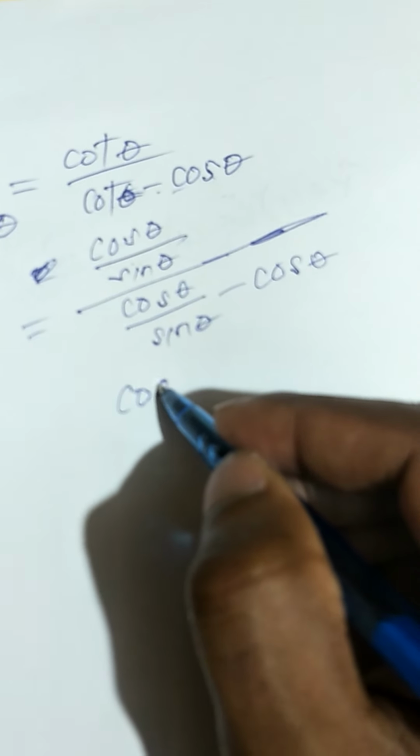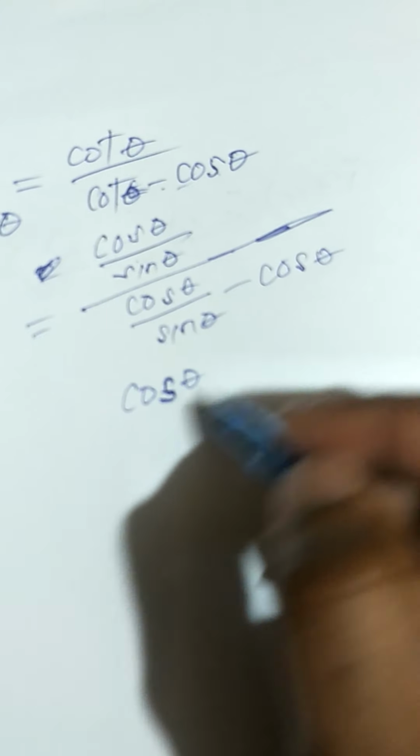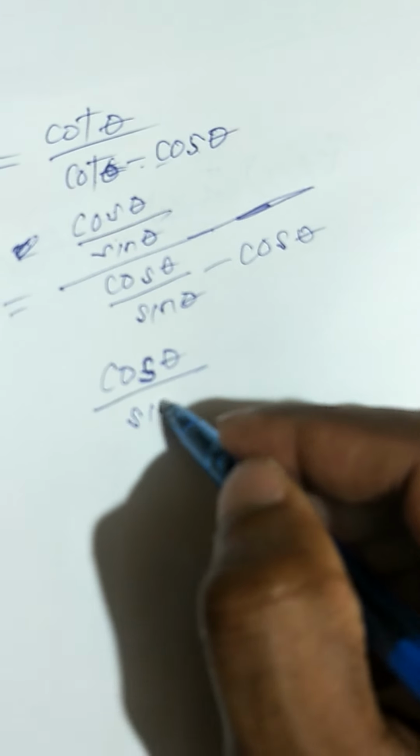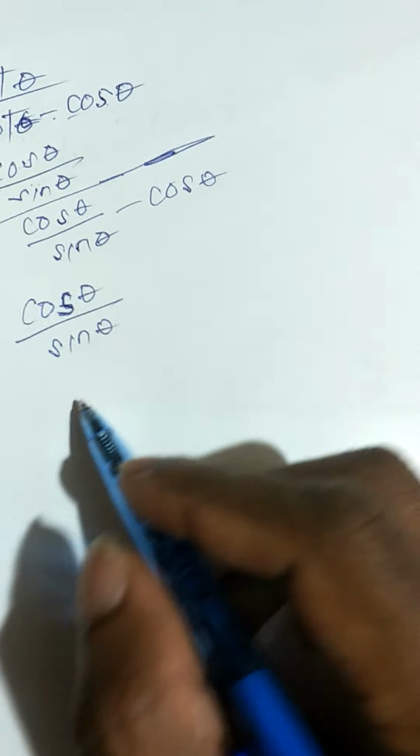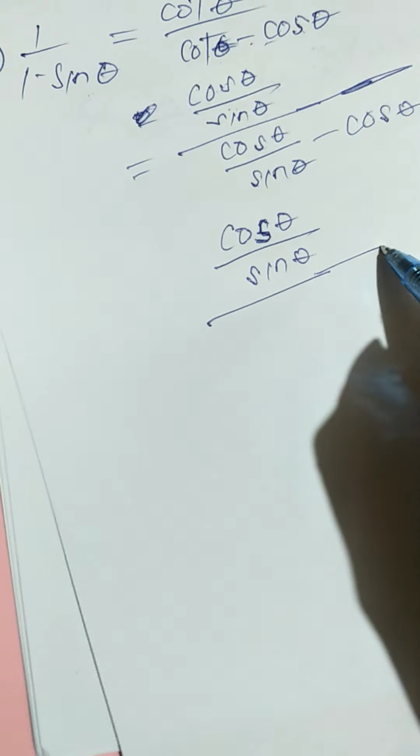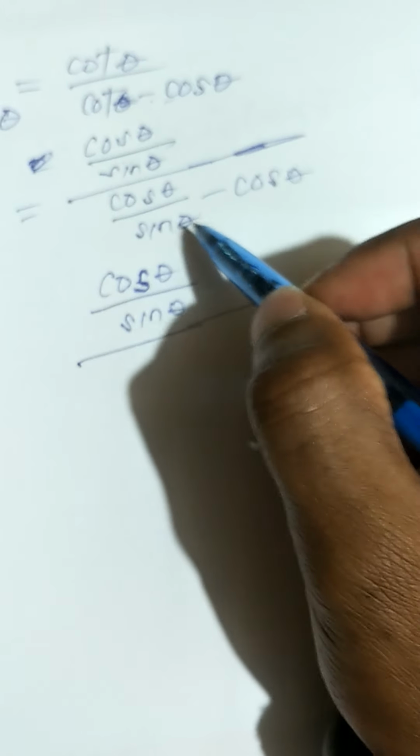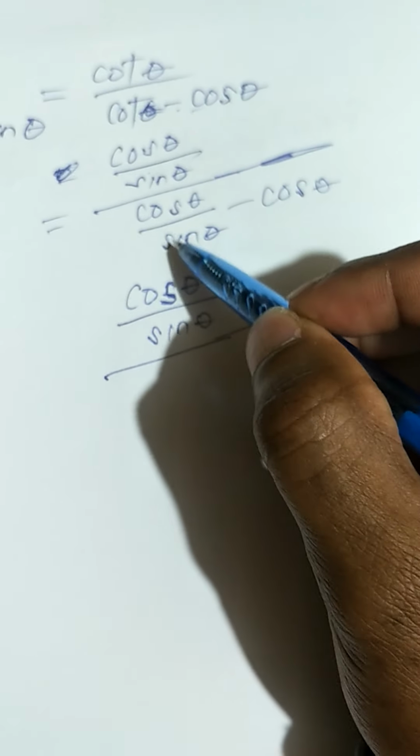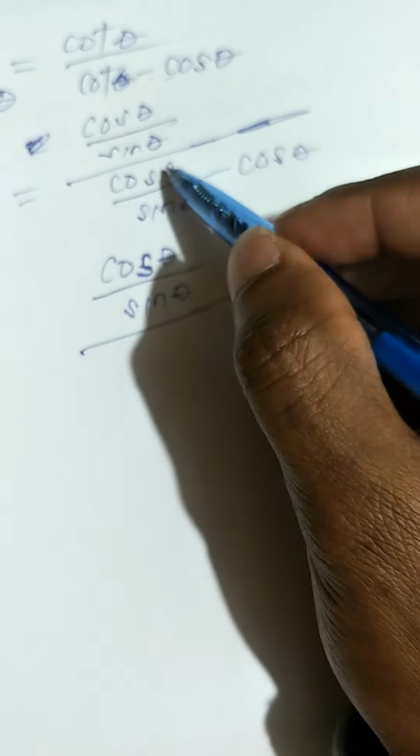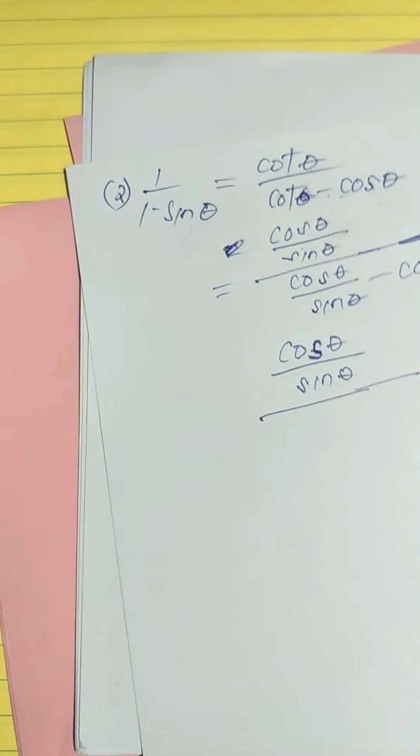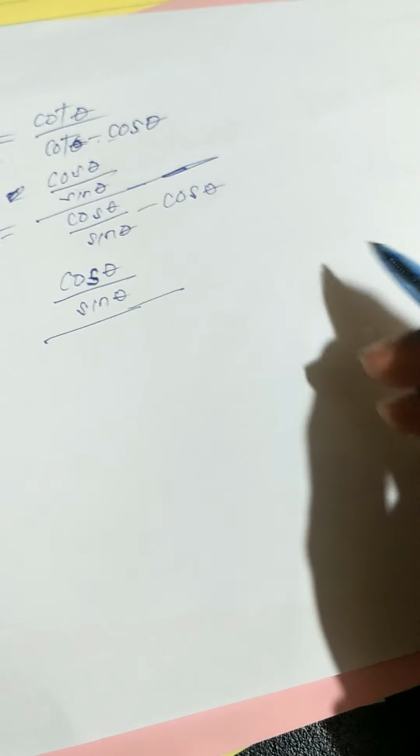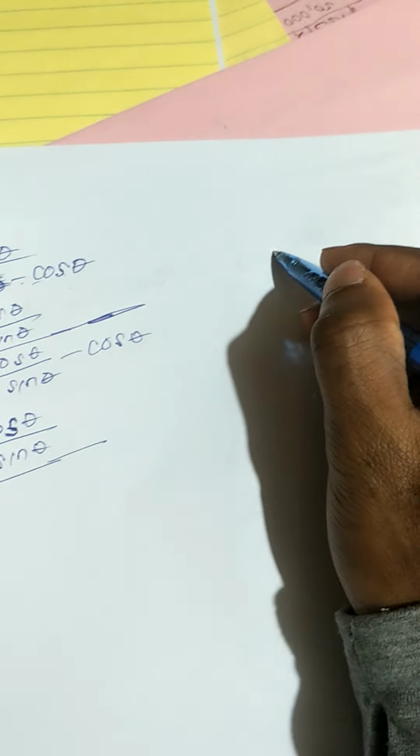Cosine theta all over sin theta all over. Okay, below. Now I'm going to cross multiply. Okay, guys, cross multiply. What do I mean by that? Then refer to the law of addition and subtraction.